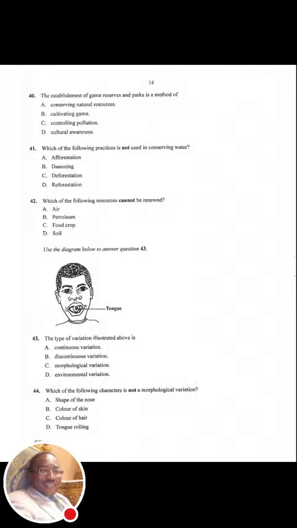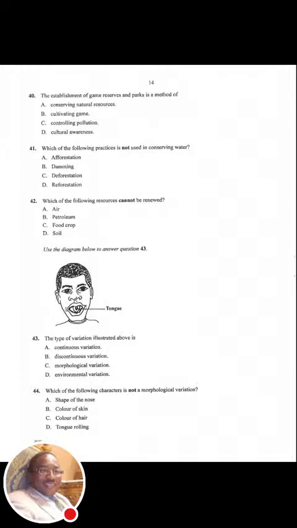Definitely, when you want to build a game reserve, you will have trees, streams, rivers, and natural animals present, and parks. That alone is a way of conserving natural resources. So your correct answer is A. Natural resources like food, like plants, like animals will all come there. That's why the answer to number 40 is a very simple giveaway question.